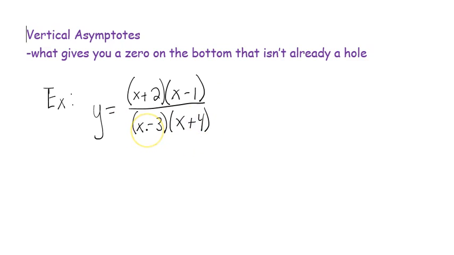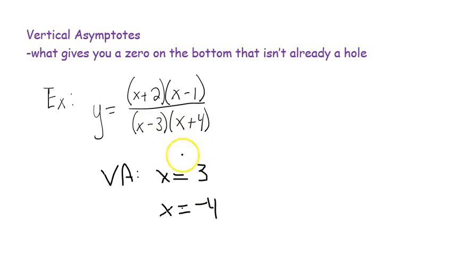So if I plugged a 3 in here, or a negative 4 in here, I would get a 0 on the bottom. So my vertical asymptotes are x equals 3 and x equals negative 4. Now, those are important to have the x equals with them because they are lines. They are equations of lines, and as you know, the equation of a vertical line is x equals a number.